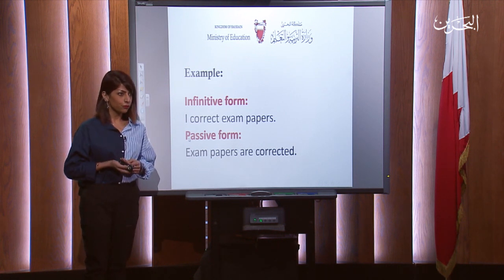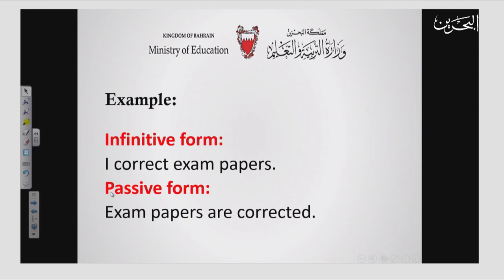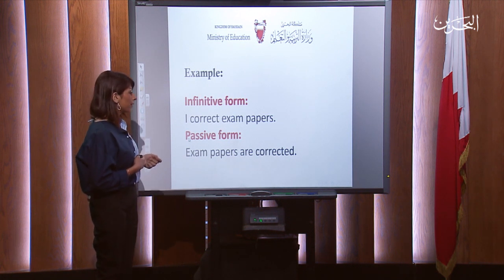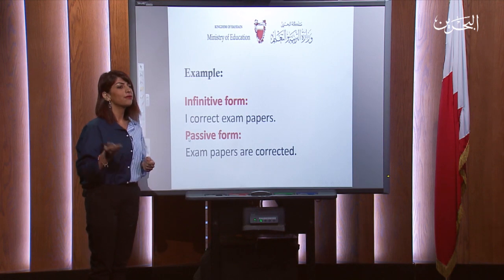Before I explain the passive form, I will go to the original, or let's say the regular form of any basic sentence. For example, I correct exam papers. In this sentence, we have three main parts. The first one is the subject, which is I, correct is the verb, and exam papers are the object. Now, what happens if I transform it into passive form? Exam papers are corrected. The thing that I did is I have cancelled the subject or the doer. Instead of saying I correct, I just say that the exam papers are corrected without specifying who is the doer.